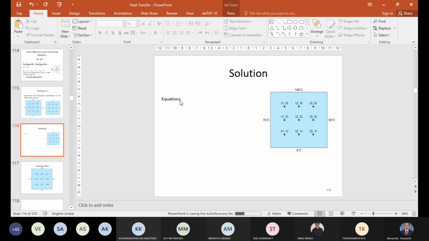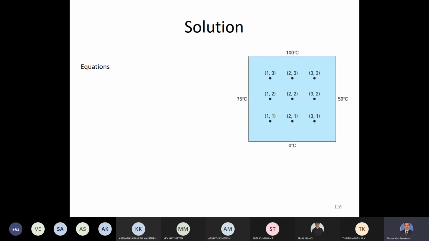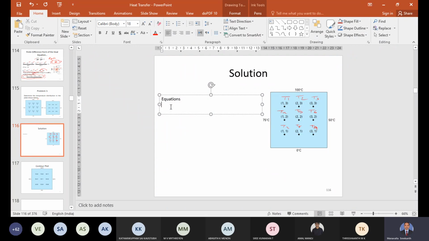Now I will frame the equations first. I will just mark these points for our understanding sake. I will call them T1, T2, T3, T4, T5, T6, T7, T8, T9. Now I will frame the equations so that I can solve them.